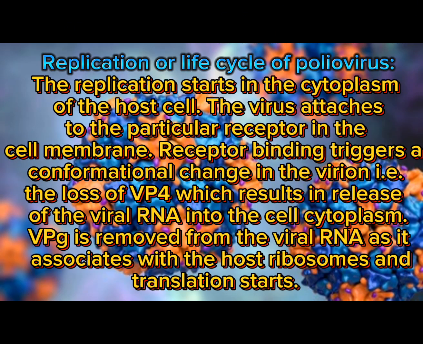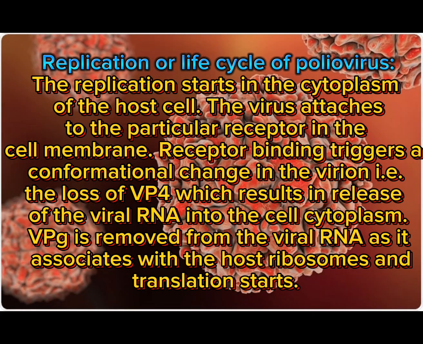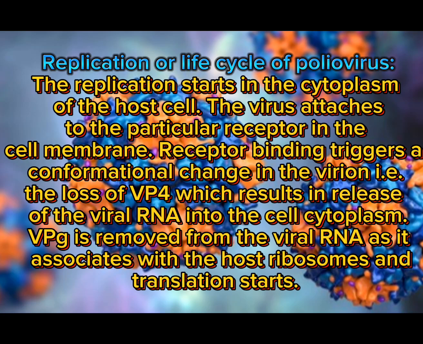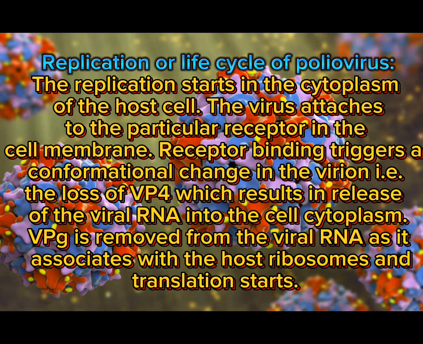Replication or life cycle of poliovirus. The replication starts in the cytoplasm of the host cell. The virus attaches to the particular receptor in the cell membrane. Receptor binding triggers a conformational change in the virion, i.e., the loss of VP4, which results in release of the viral RNA into the cell cytoplasm. VPg is removed from the viral RNA as it associates with the host ribosomes and translation starts.